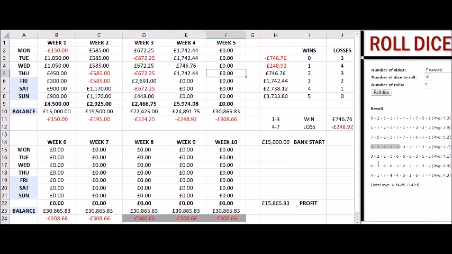1742.44. So now we've come down to Friday. 1, 2, 3, 4, 5. So we've had 4 wins. 2,738.12. And then a loss, minus 248.92. I'll just do that again. 2,738.12. Take 248.9. So that comes to, so Friday, 2,240.28.